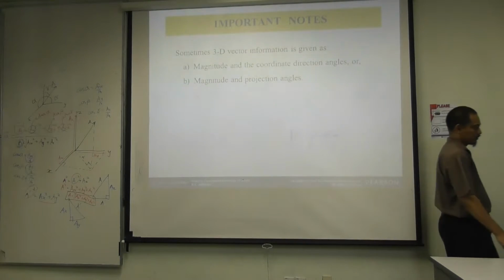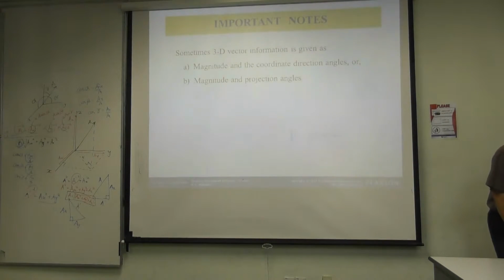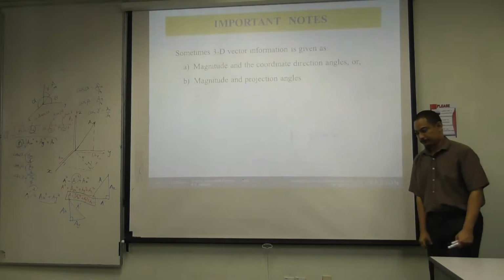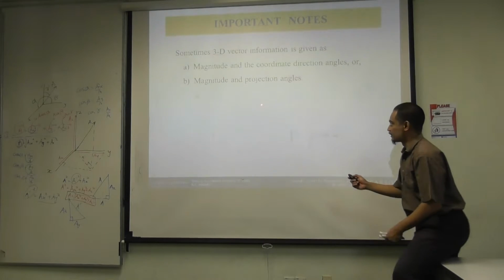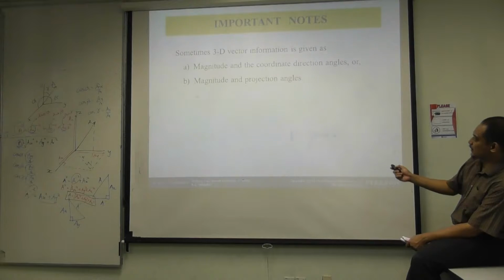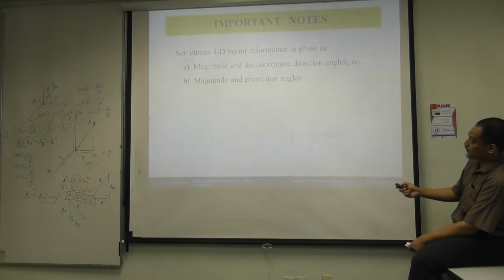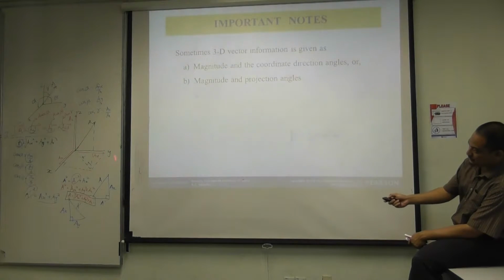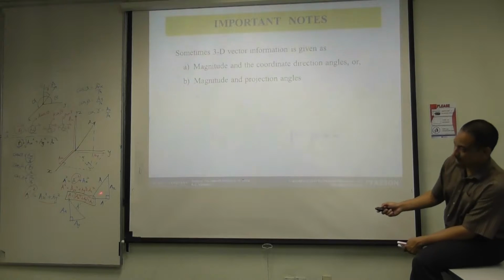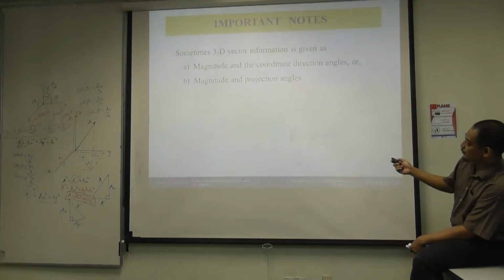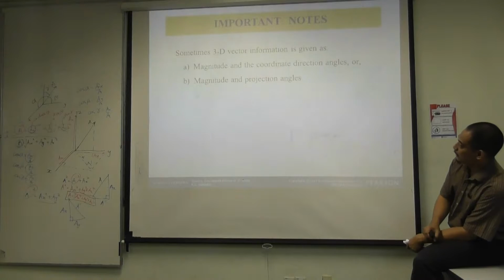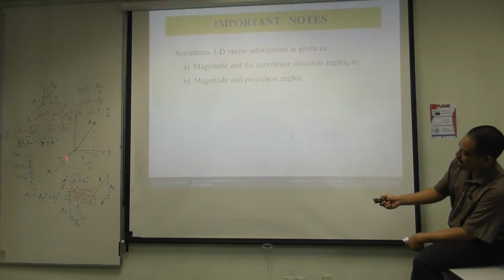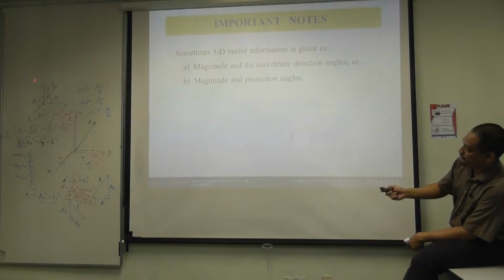Important notes. Sometimes 3D vector information is given as magnitude and coordinate direction angles, or magnitude and projection angle. Now, two implications here. One is make sure you understand what the term used means. What is the coordinate direction angle, and what is the projection angle? The coordinate direction angle is basically things like this, where you have the triangle, etc. The projection angle is this one, where you project into the coordinate plane. The coordinate direction angles are alpha, beta, and gamma.